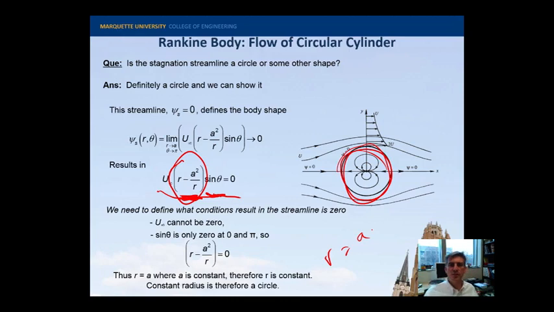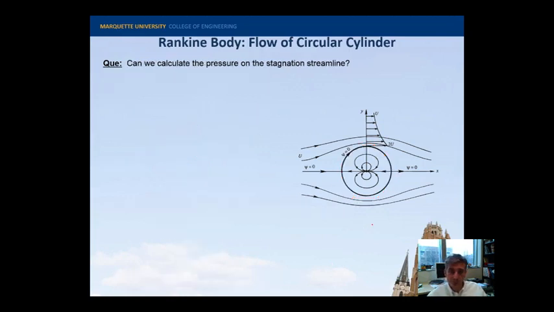And we know from the previous slide what the value of a is, and that's a constant. So r equal to a constant is the definition of a circle. So for sure, this Rankine body produces flow over a circular cylinder. You know, I was quite old before I realized that the word cylinder doesn't imply a circular cylinder. You can have a square cylinder, or you can have an elliptical cylinder. It is more exacting to say circular cylinder. All right.